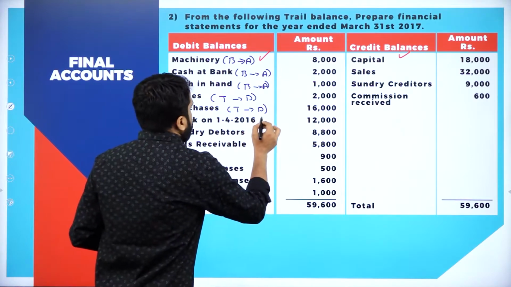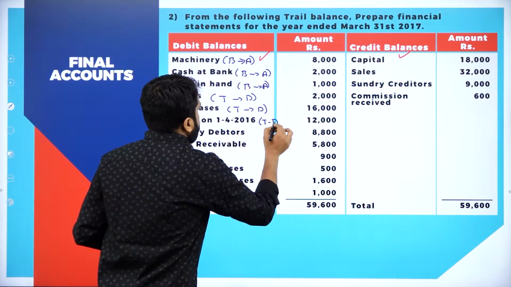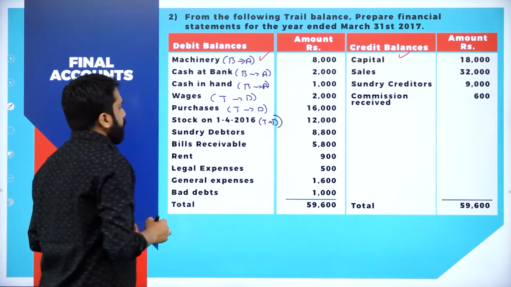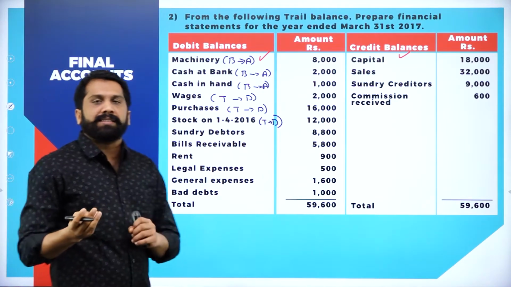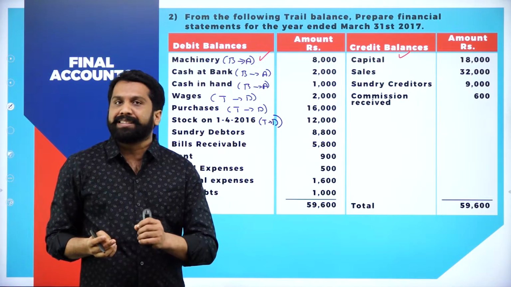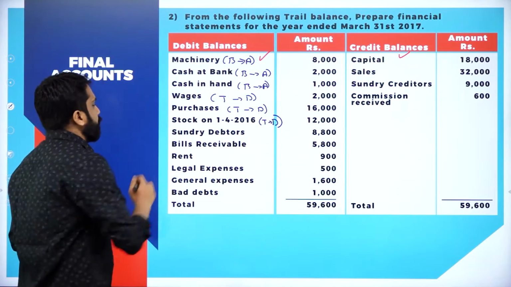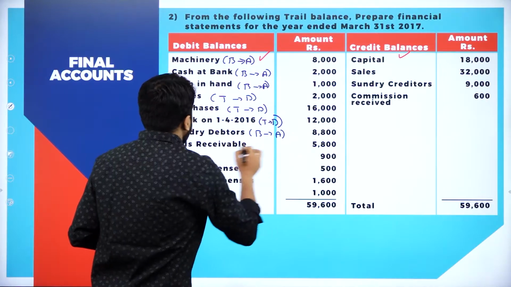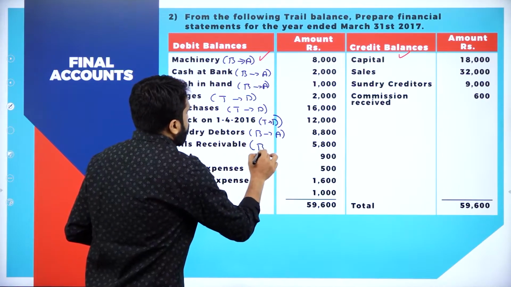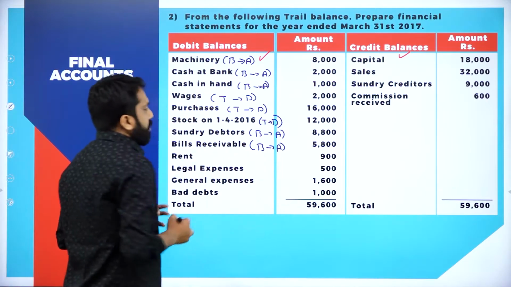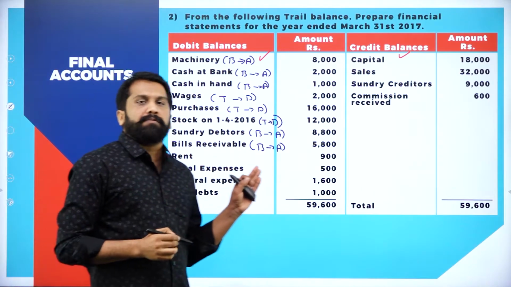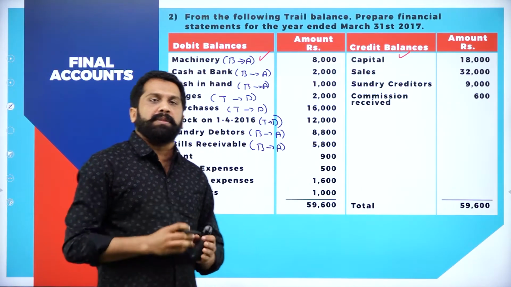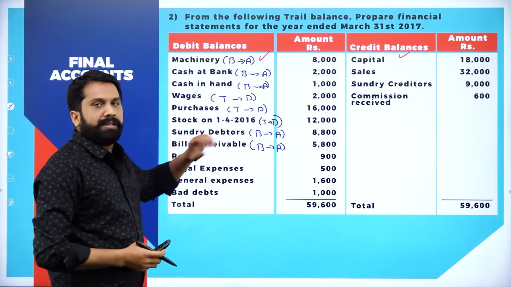Similarly, trading account, debit side. Debtors and creditors are balance sheet items. Now, debtors, balance sheet asset. Bills receivable, balance sheet asset. So, almost we are doing the 4th or 5th problem. You are familiar with what comes under what.